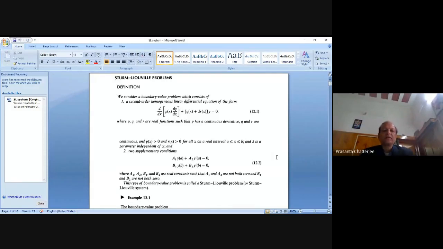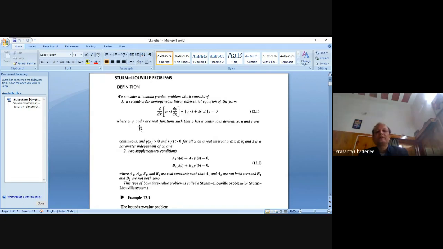I am now going to explain the Sturm-Liouville problems. Actually, a Sturm-Liouville problem is a boundary value problem. That is, suppose we have a second order homogeneous linear differential equation of the form d/dx of (p(x) dy/dx) plus (q(x) plus lambda r(x)) y equal to 0. It is seen that it's in the form of a self-adjoint second order homogeneous ordinary differential equation.